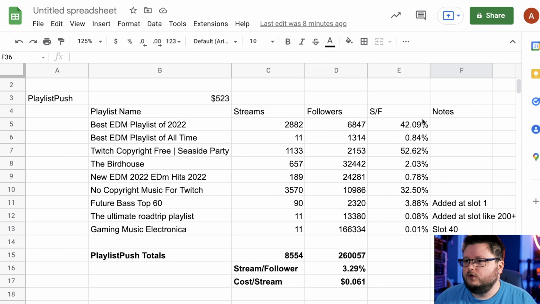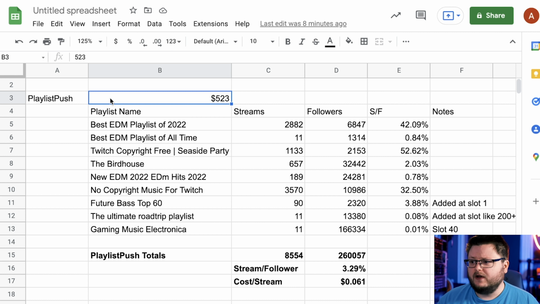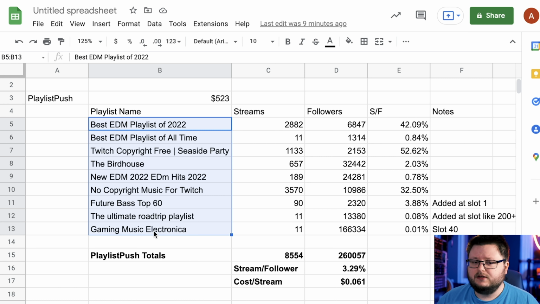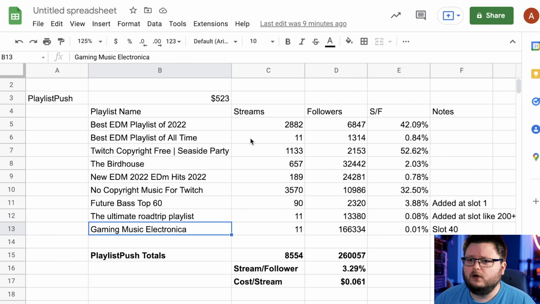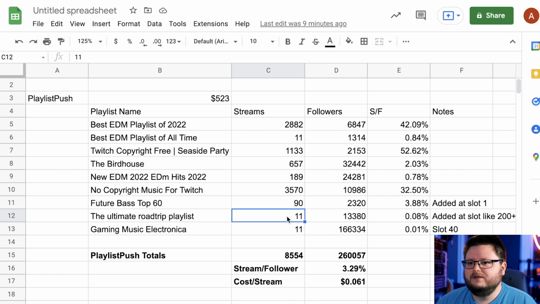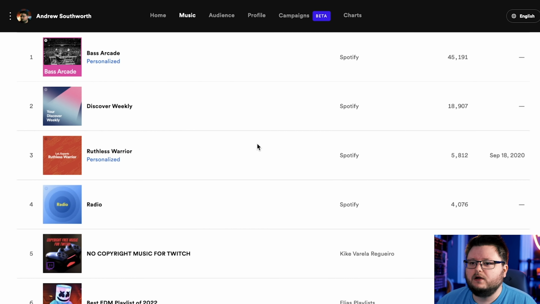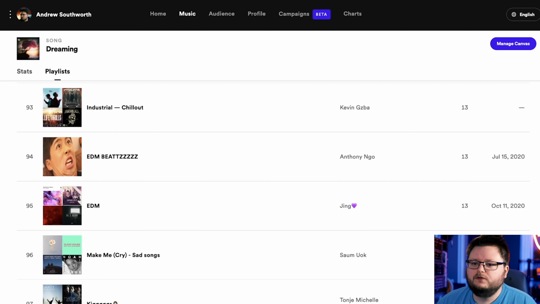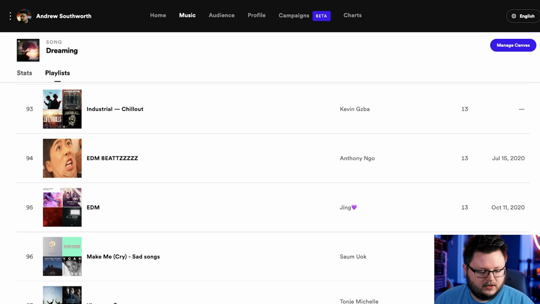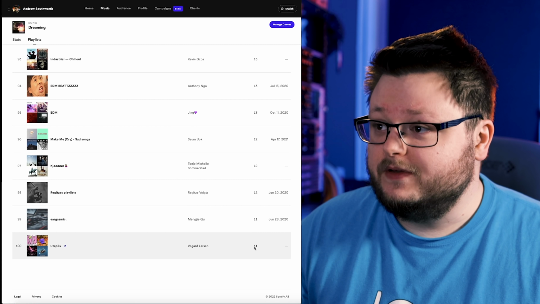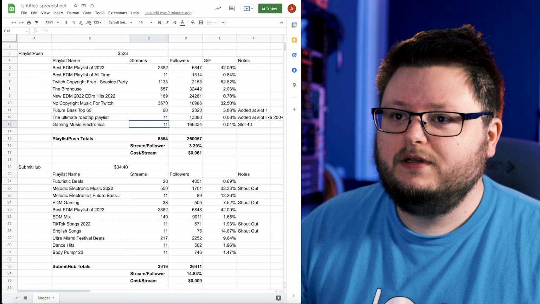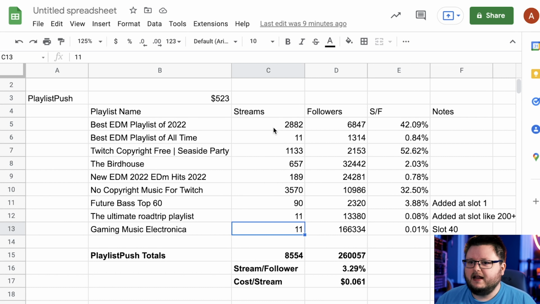So if I zoom in a little bit more, we're going to look at the Playlist Push side first. The Playlist Push campaign was $523, and these are the playlists that we got added to. Now I want to point out, all the playlists that have 11 streams, the reason why they're all 11 is because in Spotify for Artists, it only shows the top 100 playlists for the song. So if I scroll all the way down to number 100, you can't see it right now, but you see it has 11. So when I say 11 on here, I'm essentially saying it has less than 11.